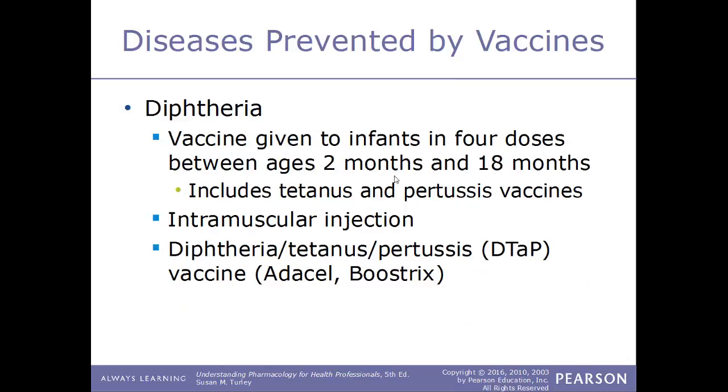The vaccine for diphtheria is given to infants in 4 doses between the ages of 2 months and 18 months. It is often included with the tetanus and pertussis vaccine. This vaccine is given through an intramuscular injection, and is more commonly referenced as DTaP, diphtheria, tetanus, and pertussis. The trade names for this vaccine include Adacel and Boostrix.